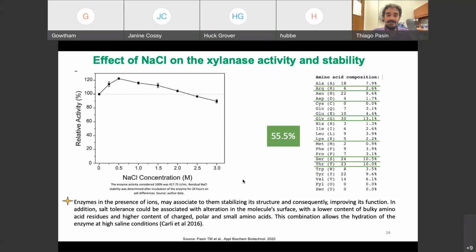And as we can see here, this is the amino acid composition of this enzyme. Around 56% of the enzyme structure is composed of charged, polar, and small amino acids. So this could be an explanation of why this enzyme is still stable after 3 molar of sodium chloride. Next, please.